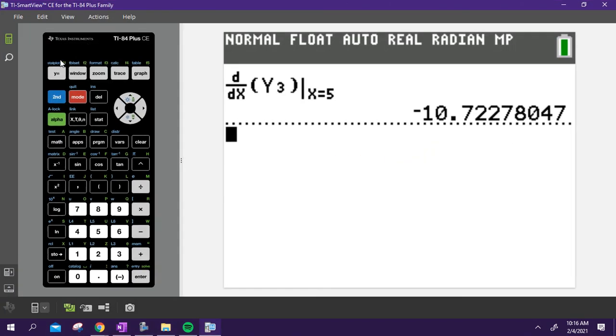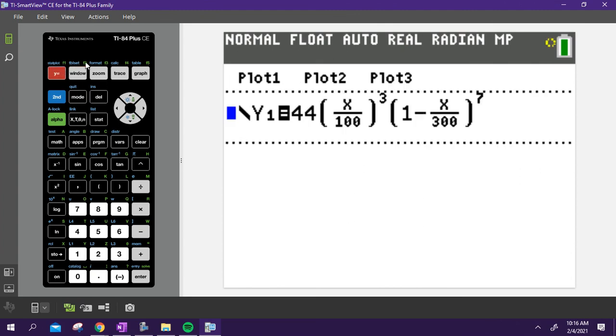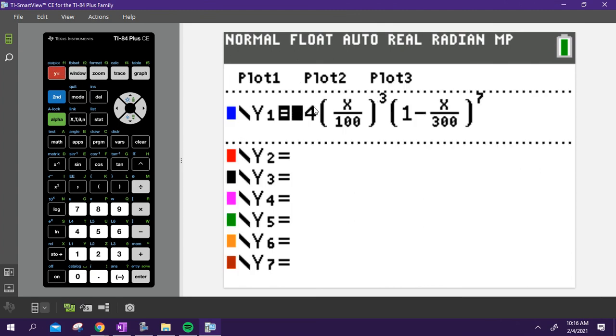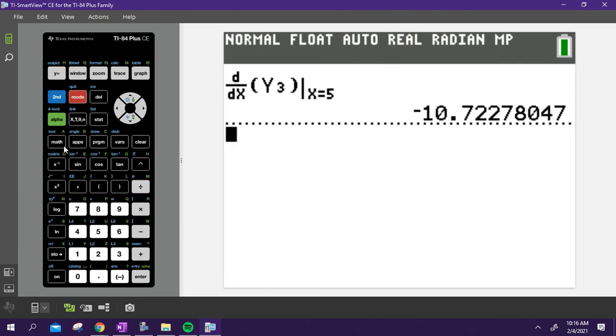Okay, so again, here's what I did. I went to y equals and typed in that equation. That's just my normal equation that I typed in. Second quit. We go math 9. We integrate that thing from 0 to 300.